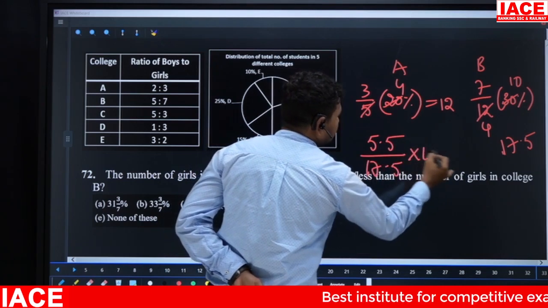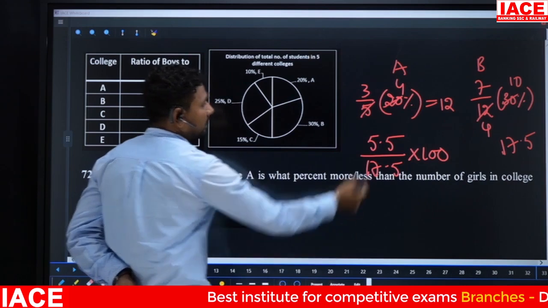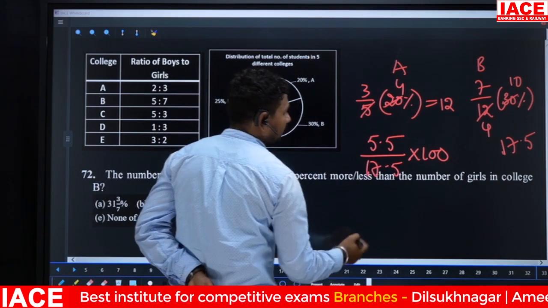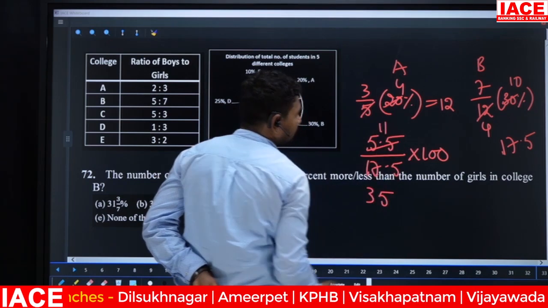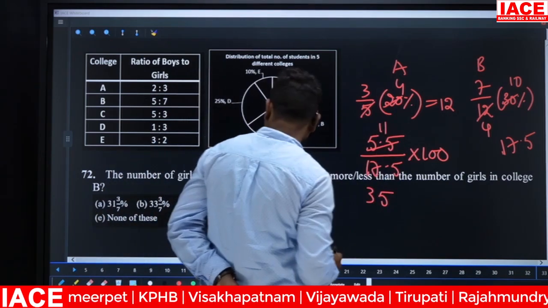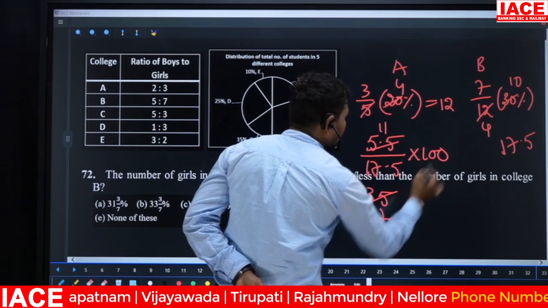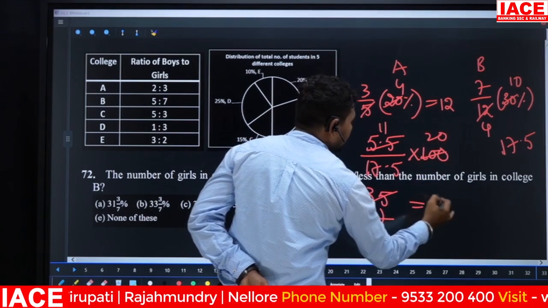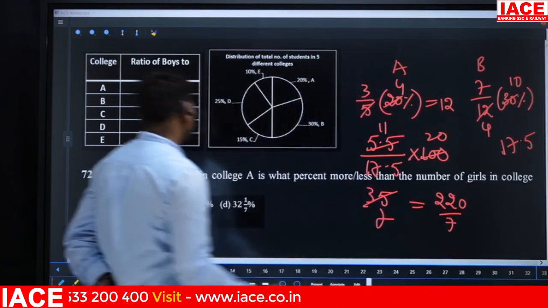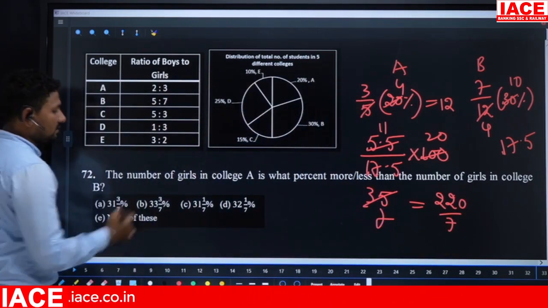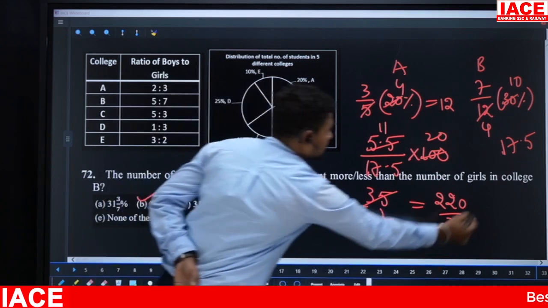We need a percentage, so multiply with 100. So one decimal cancels with 5. 5 threes are 15, 5 fives are 25, 5 elevens are 55. Here 5 sevens are 35 and 5 twenties are 100, so 220 by 7. 220 by 7, then what fraction will we get? Then 33 3 by 7 percentage.